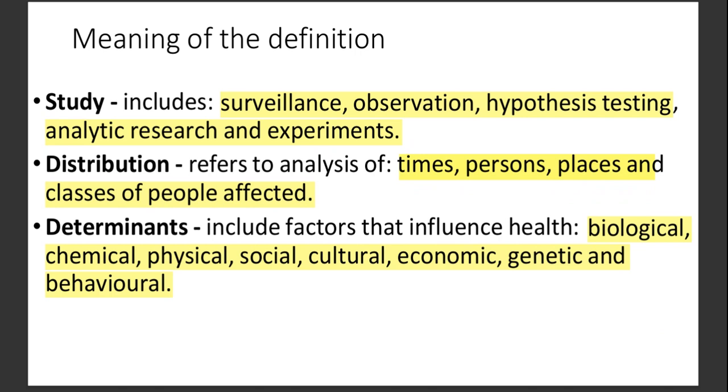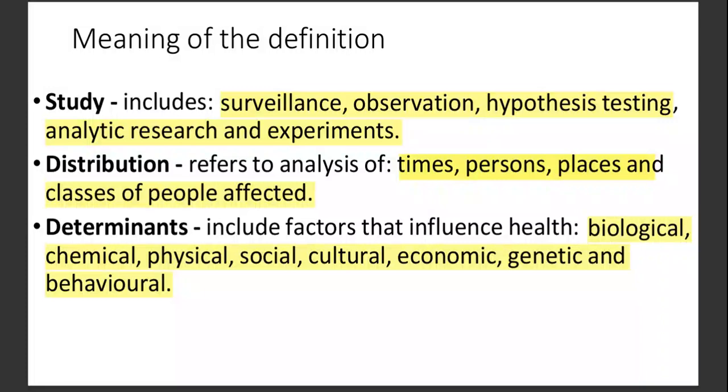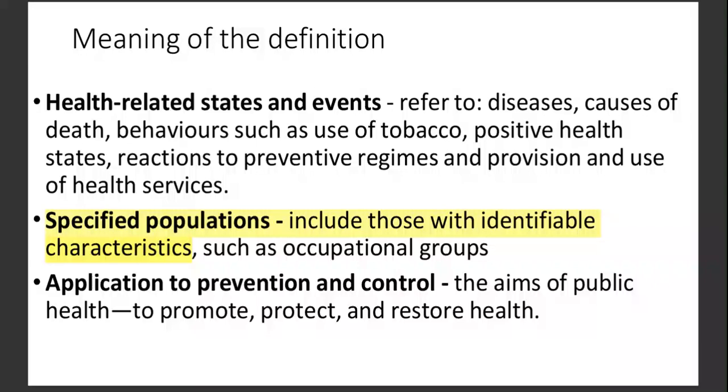So that's distribution. And then determinants, these are things that bring about change in health. They include biological, chemical, physical, social, cultural, economic, genetic, and behavioral things. All this can bring about a change in health. And then we have got health related states and events. So health related states and events refer to disease, causes of death, behaviors such as the use of tobacco, positive health status, reactions. All these health related states are the ones that we'll be able to study in epidemiology.